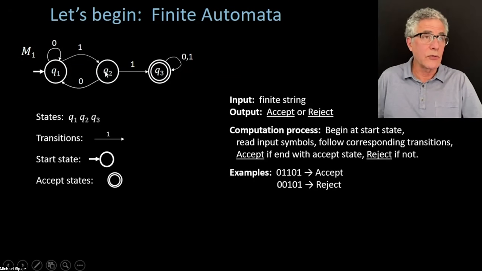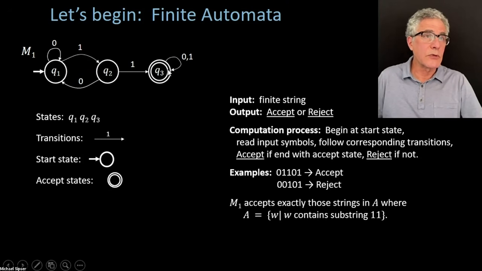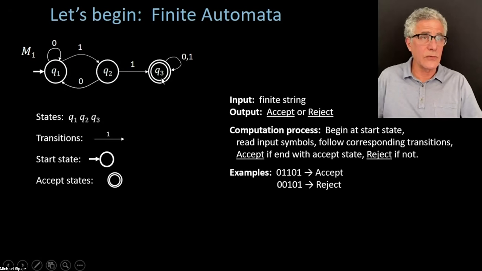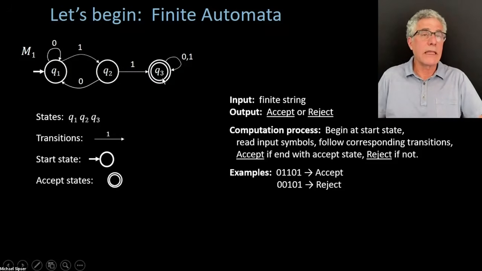So now you're at Q2, you read the third symbol, which is a 1. That's going to take you over to Q3. And now you have a 0, which loops you back to where you were, and another 1, which loops you back to where you were. Because you ended up at an accepting state, we say we accept that string. So that's going to be the output of this finite automaton.